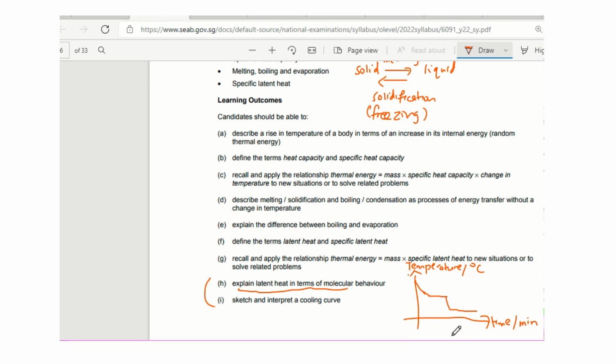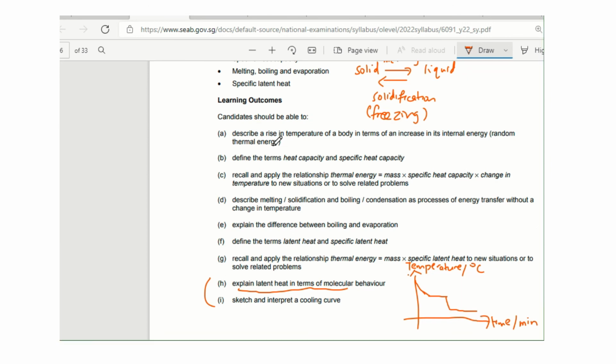Same for here. During a cooling curve, during the change in phases, that means from gas to liquid or from liquid to solid, the temperature remains constant. Because the energy that is lost is not used to decrease the average kinetic energy. Instead it changes the potential energy.